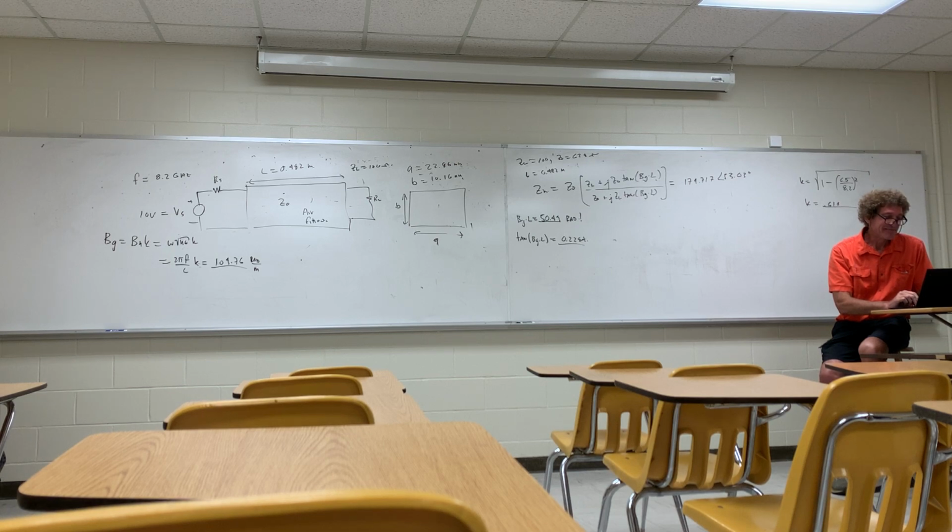All right, here, hold on. Reading it: 8.2 gigahertz, right? And A is 22.86 millimeters. B is 10.16 millimeters. And the length is 0.482. And what's RS? 200. And the operational frequency.